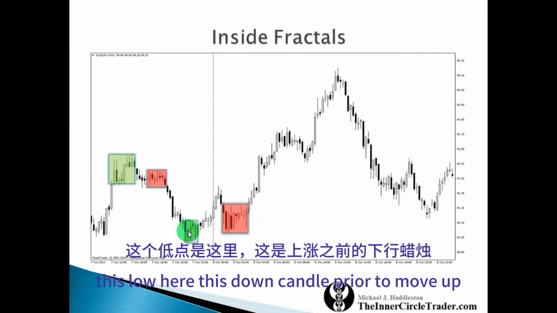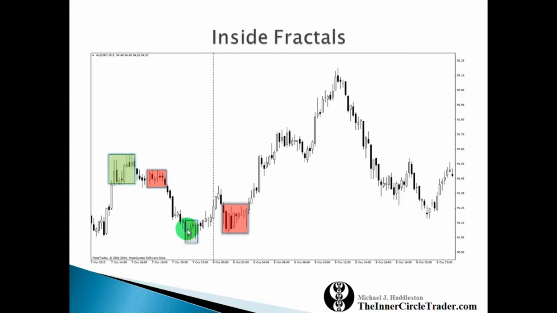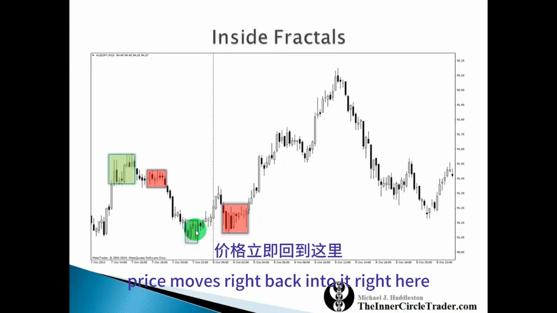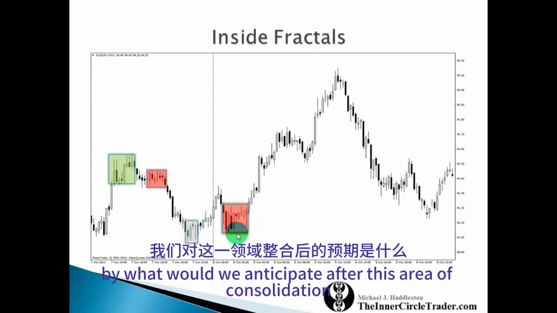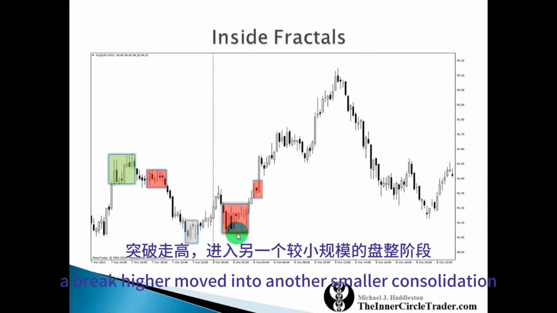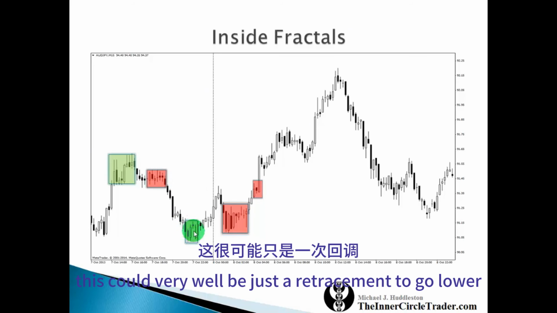This low here, this down candle prior to the move up, is your bullish order block. Price moves right back into it right here. Okay, this is the low risk buy. What would we anticipate after this area of consolidation? A break higher, which moves into another smaller consolidation. Now, if this was in a bearish market environment, this could very well be just a retracement to go lower.